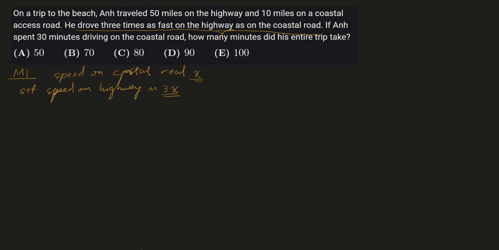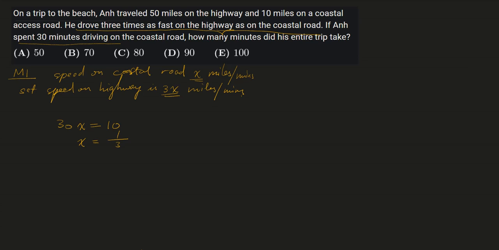He spent 30 minutes on the coastal road. Therefore, let's say this speed is miles per minute, and this is miles per minute. He has 30 minutes, so 30 times x, the slower speed, equals 10 miles. And therefore, we know that x equals 1/3.